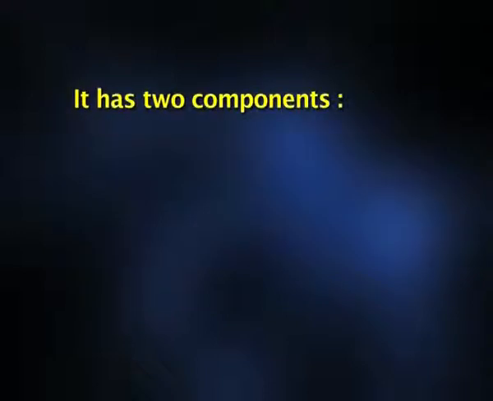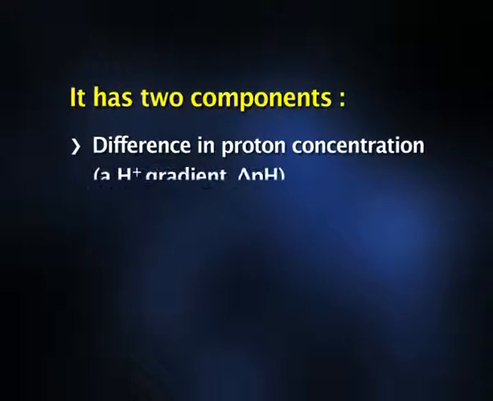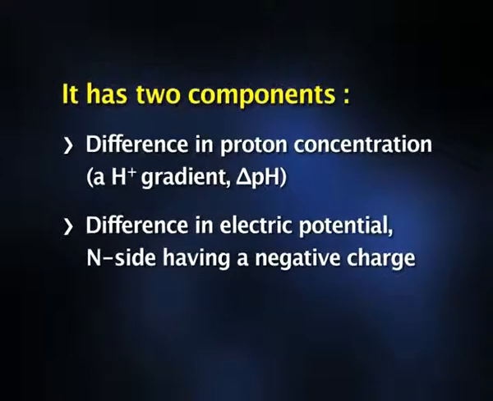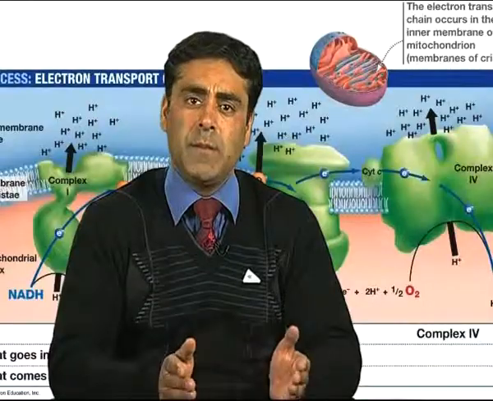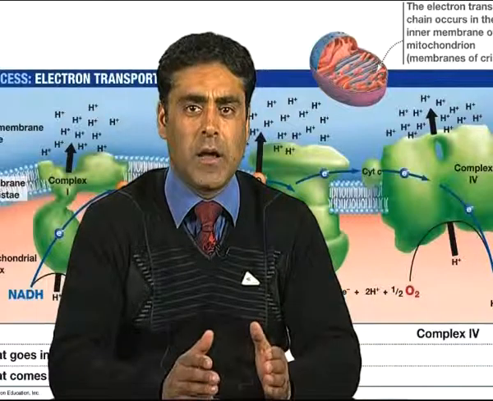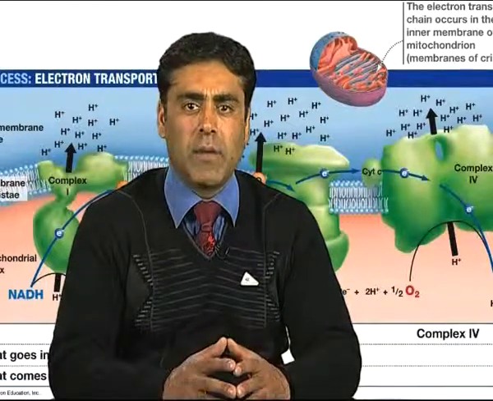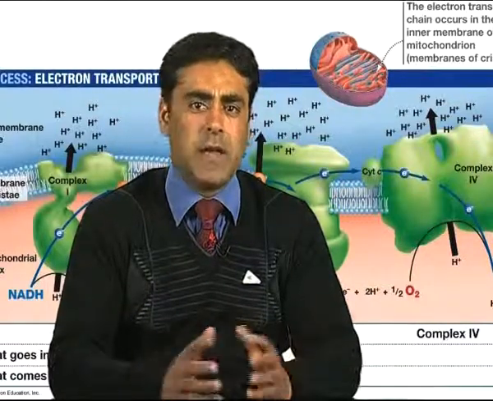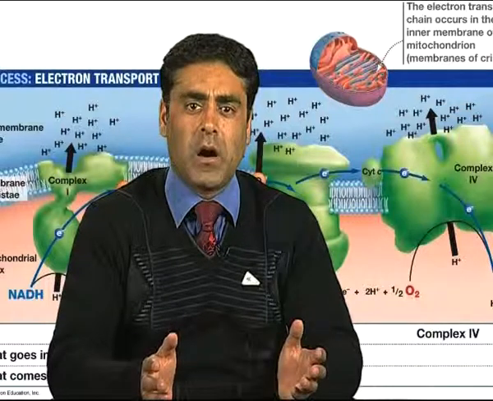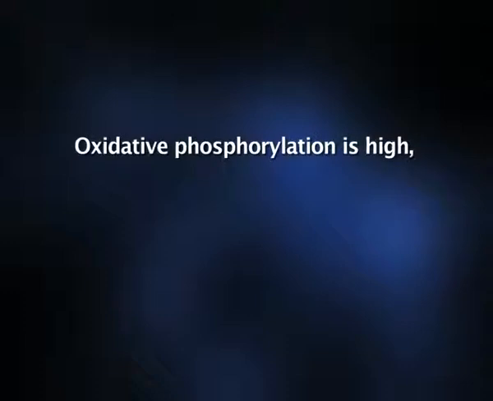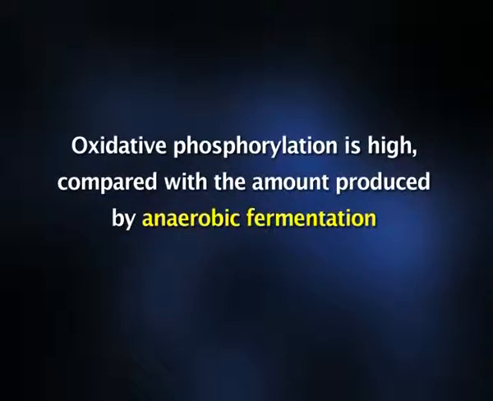It has two components: a difference in proton concentration, an H+ gradient, and a difference in electric potential, with the N side having a negative charge. ATP synthase releases this stored energy by completing the circuit and allowing protons to flow down the electrochemical gradient back to the N side of the membrane. This kinetic energy drives the rotation of part of the enzyme's structure and couples this motion to the synthesis of ATP. The amount of energy released by oxidative phosphorylation is high compared with the amount produced by anaerobic fermentation.